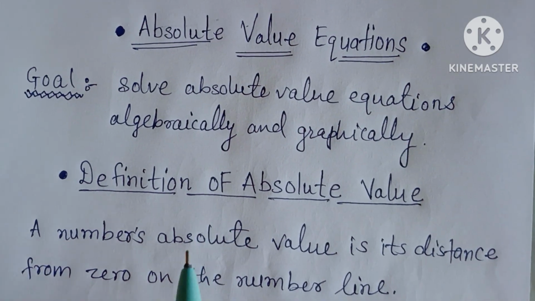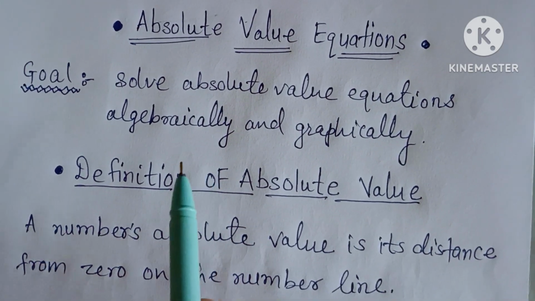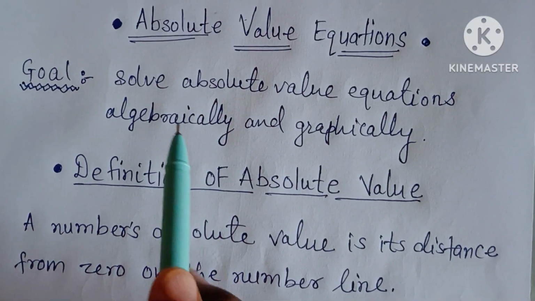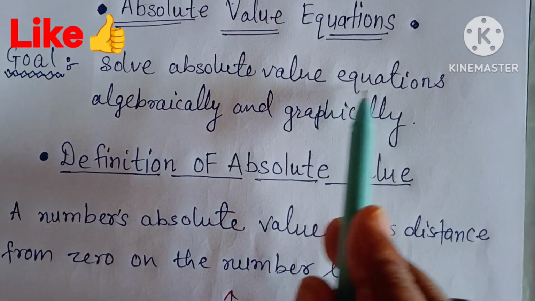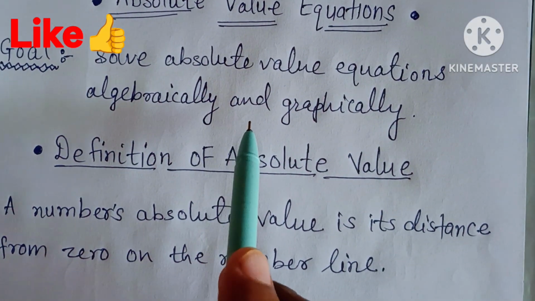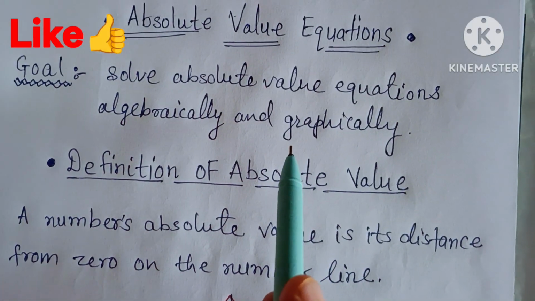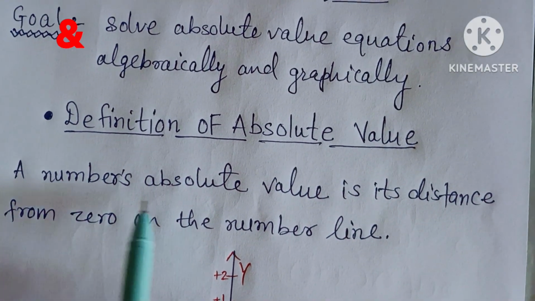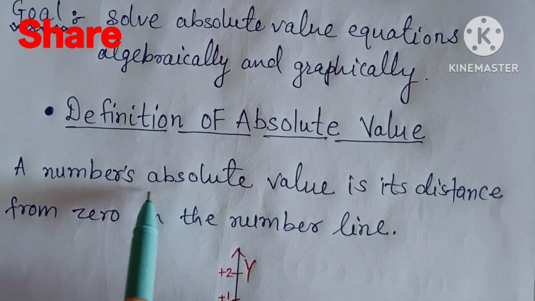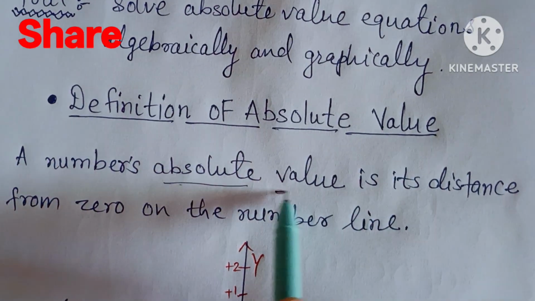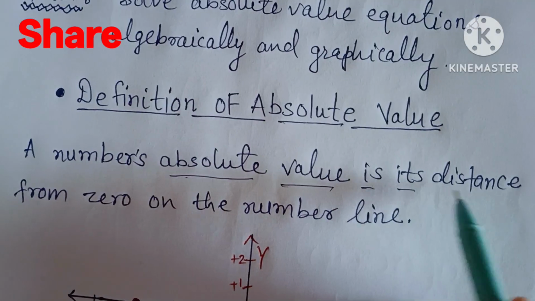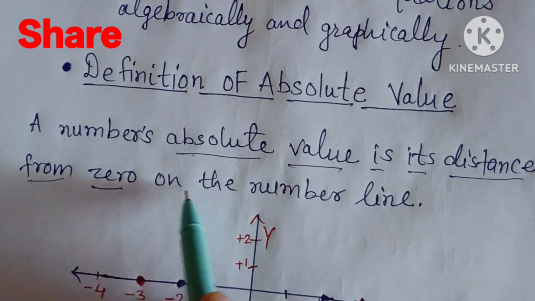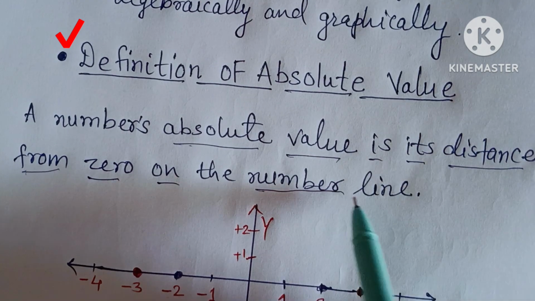See absolute value equations. What is the goal? To solve absolute value equations algebraically and graphically. So see here the definition of absolute value. A number's absolute value is its distance from 0 on the number line.